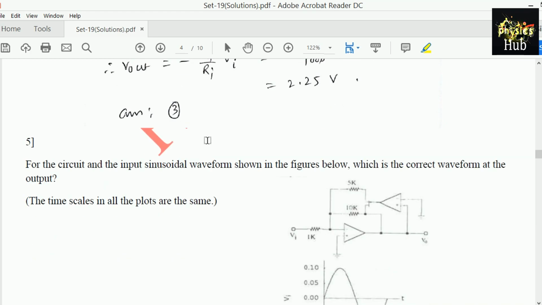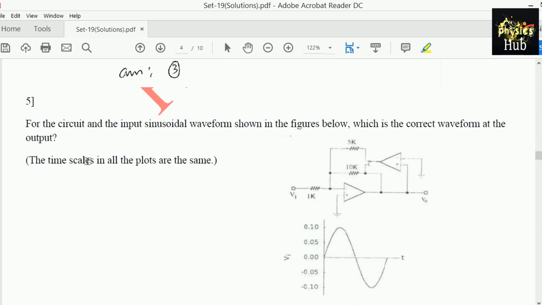So one way to solve this MCQ type question, if you don't know the answer, is to discard options. First try to discard one option, then 2, then 3, then the remaining one will be the answer. That's one way, not an efficient way, but it comes along. Next, question number 5.